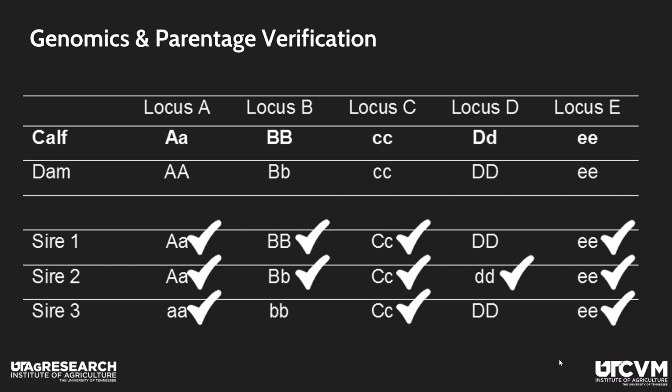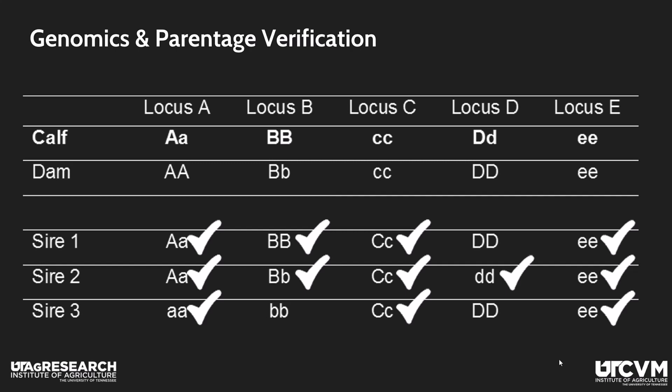So the reality is that as the number of markers that we use for parentage scale up, we can become more and more confident through this process of elimination that, hey, this marker at locus D is the one that allows us to distinguish the parentage between these two calves, right?